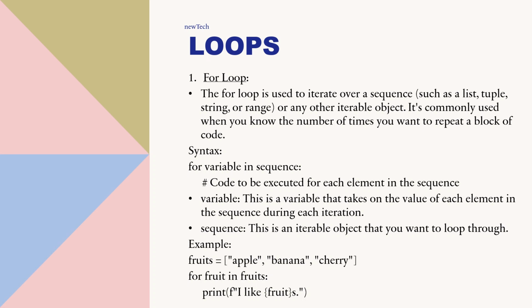Example: fruits = ["apple", "banana", "cherry"]; for fruit in fruits: print(f"I like {fruit}s").